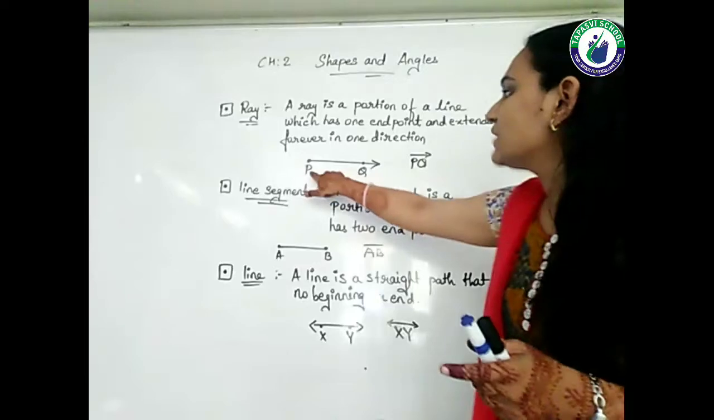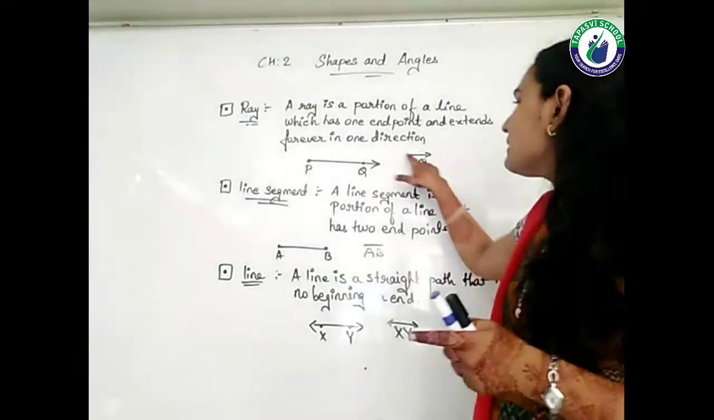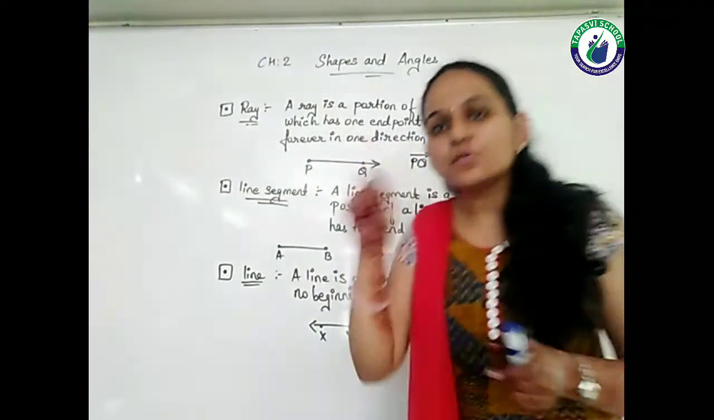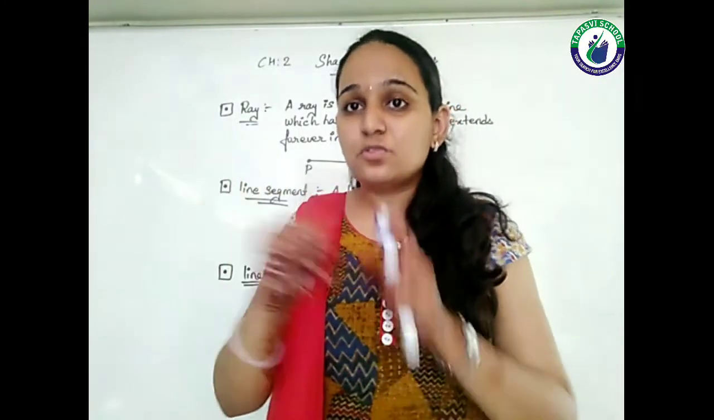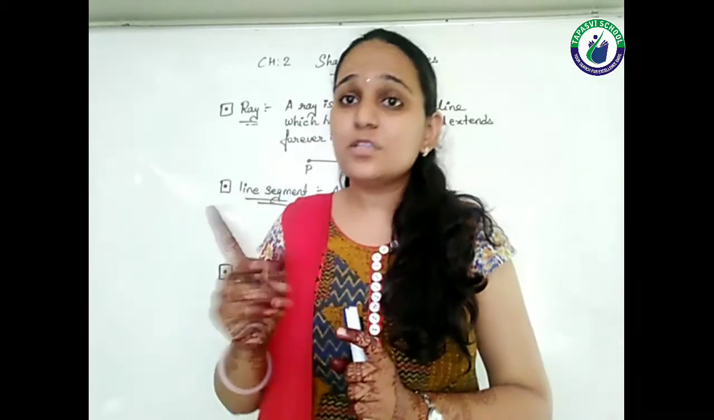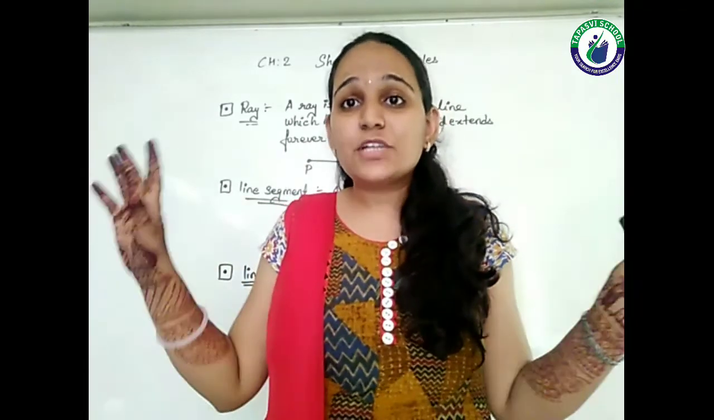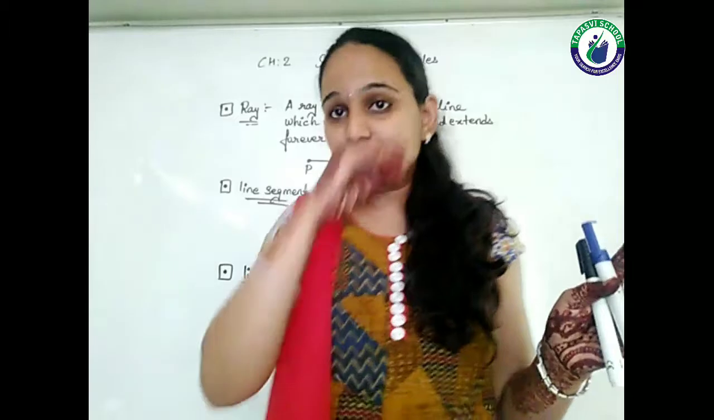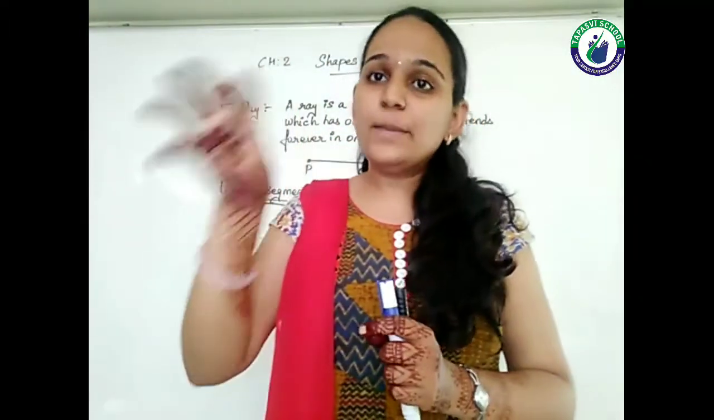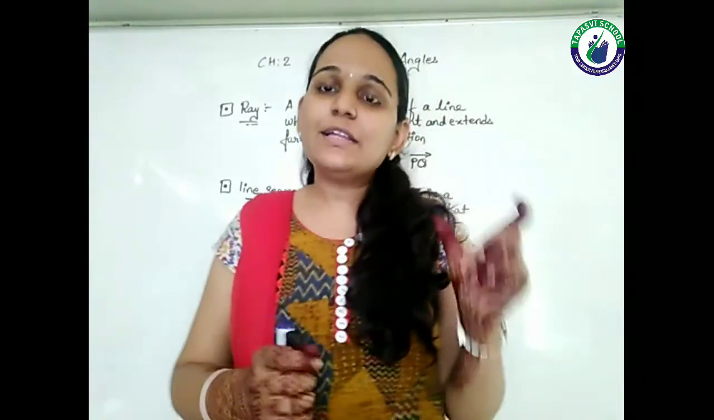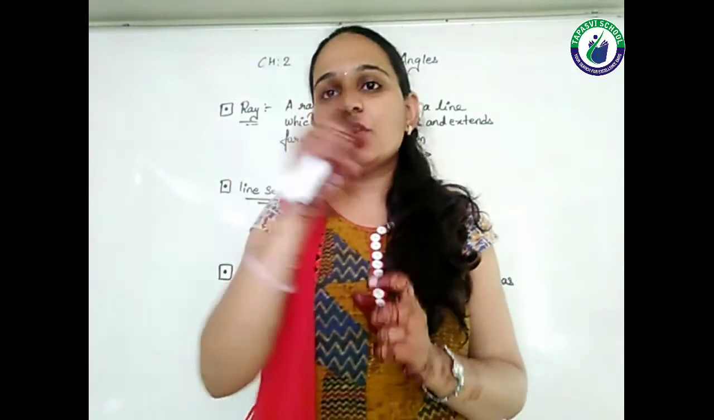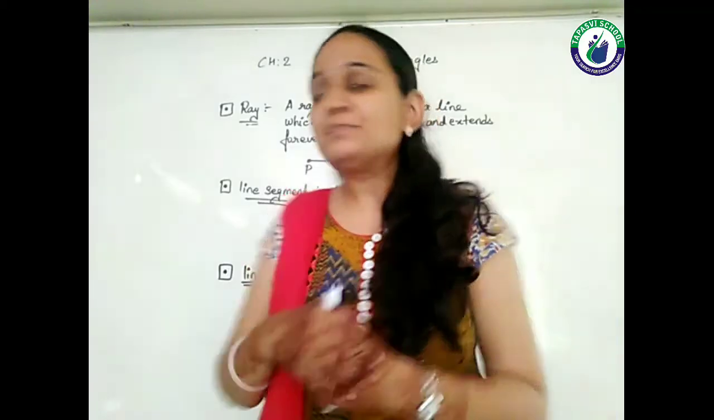Students, first you need to write the letters, and above that you need to draw the arrow on one side only. You cannot draw it on both sides. If we draw both sides, that means the directions are not fixed, right? But here one point is fixed, and another point is not fixed. So the arrow sign is drawn only on the side where the point is not fixed.